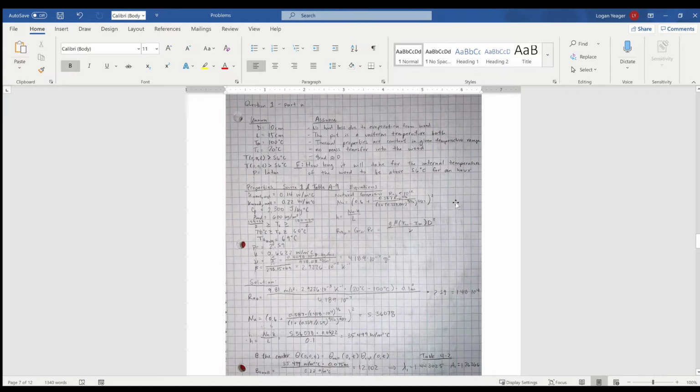So for problem 1, our goal is to find how long it will take for an internal temperature of 56 degrees Celsius, and so we can assume that there's not going to be any heat loss due to nucleation on the wood. The pot is going to have a uniform temperature, thermal properties are going to stay constant for the wood, there's going to be no mass transfer into the wood, and Q-rad can be negligible. So we're given the dimensions of the wood, and we're given the temperatures, and we have our goal temperature right here at the location in the wood as well.